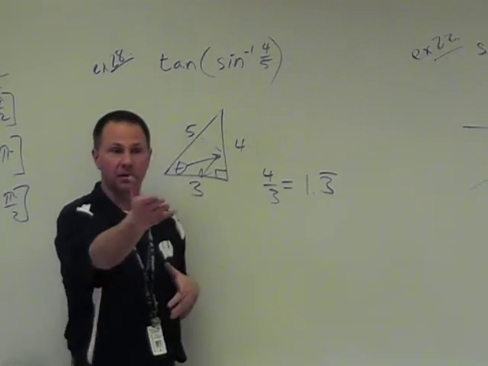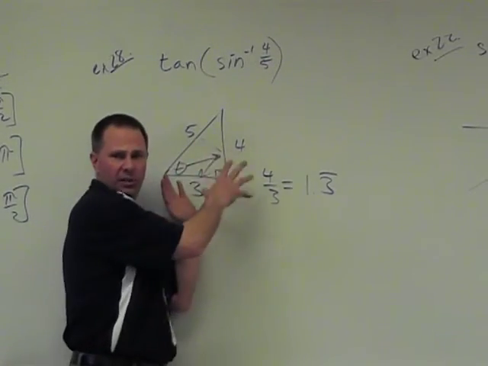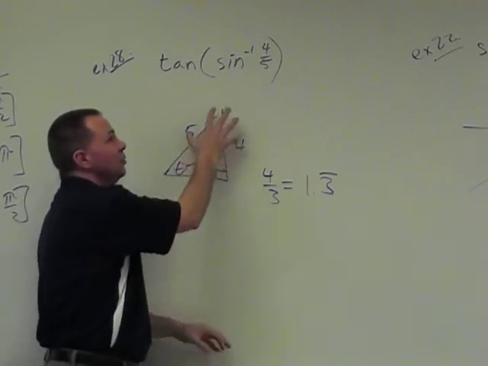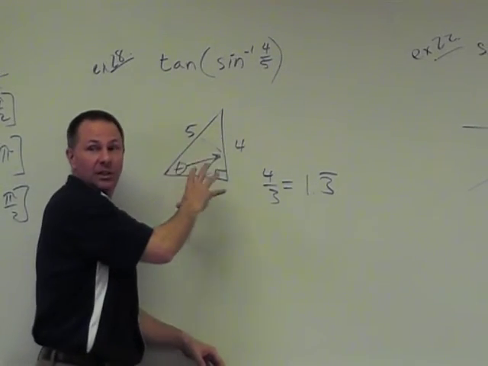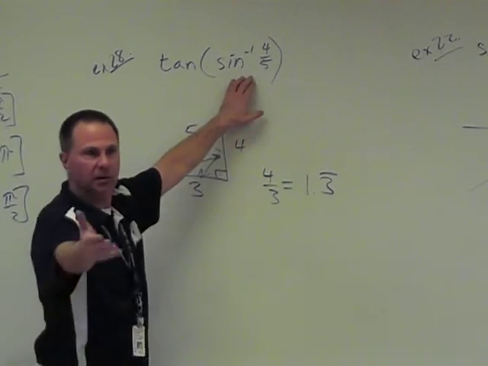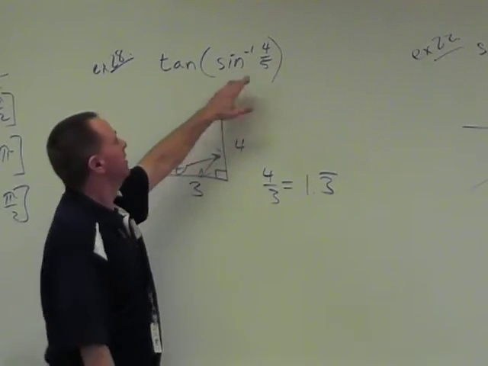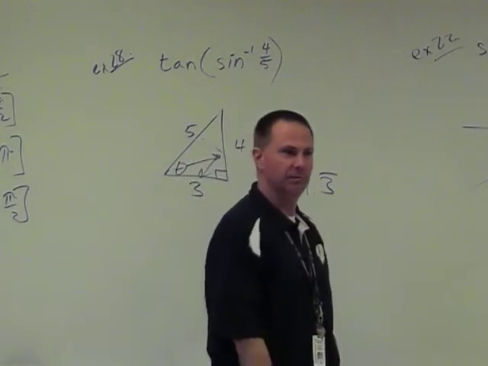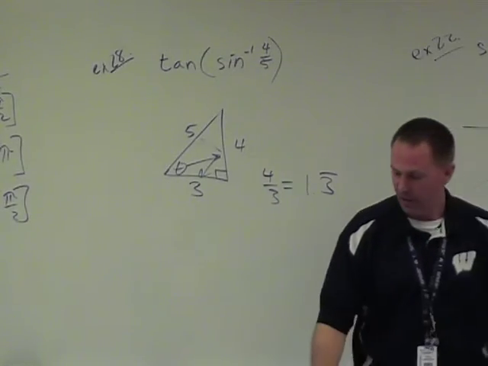Fractions are exact. Anyway, my point is, I'm not asking you to do this. I'm showing you this because in the future we can do this, and you're going to need to do this to solve some things. Today you're just going to take the arc sine on your calculator of 0.8, and then take the tangent of that, and you get 1.3. Okay? All right.